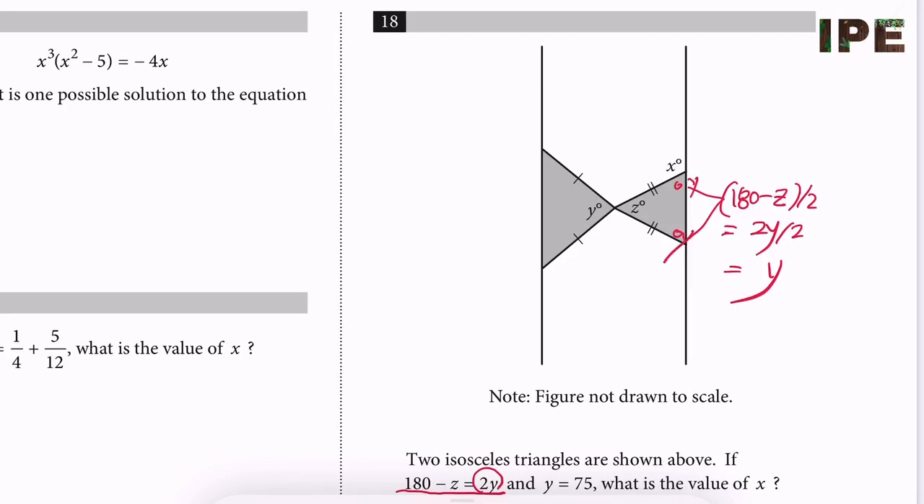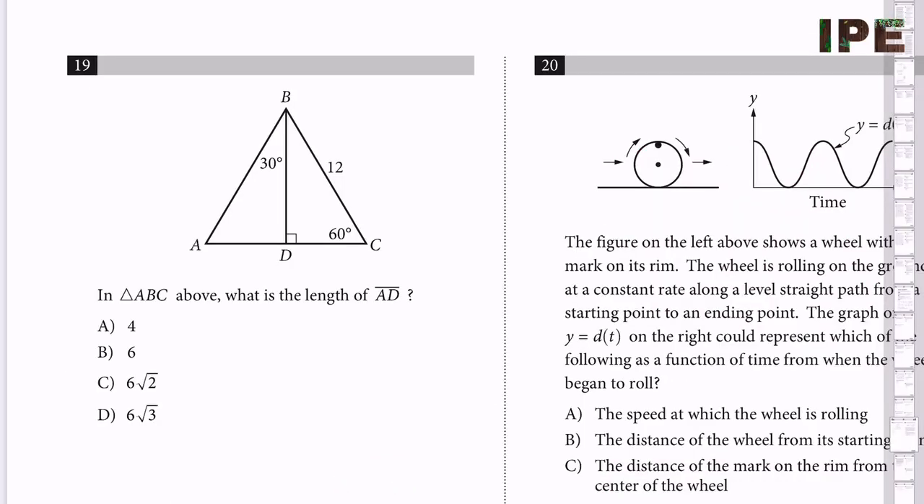Then let's see Q. If y is 75, what is the value of x? This is a straight angle, x plus y, and a straight angle is always 180 degrees, right? It says y is 75. So what does x equal? 180 minus 75, so 105 degrees. That is the answer.